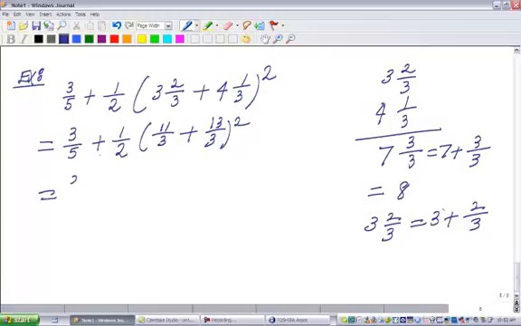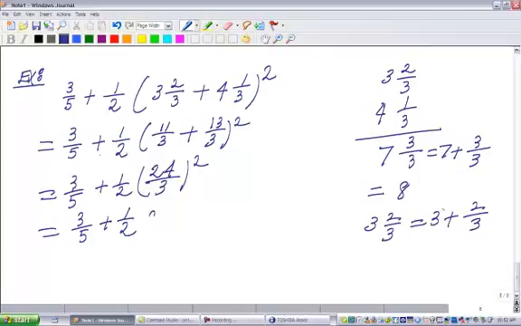So this would be 3 fifths plus a half. 11 plus 13 is what? 24. 24 divided by 3, I have to square that. So this is equal to 3 fifths plus a half. 24 over 3 is 8, right? So I have 8 squared. So this is equal to 3 fifths plus a half. What is 8 squared?